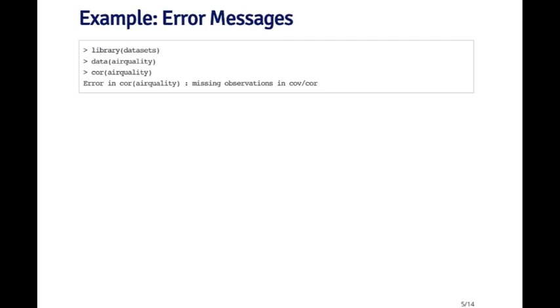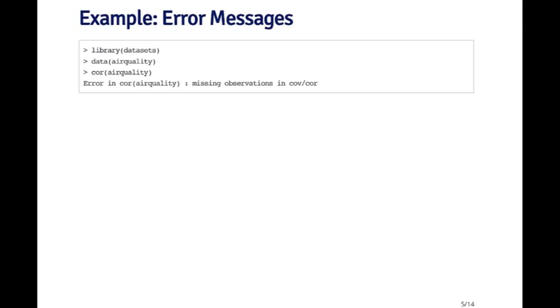So here's a very simple example of what might happen as you're using R. Here I'm loading the datasets package, and then I'm going to load the air quality dataset from that package, and then I want to run the correlation function on this air quality data frame. Immediately I get an error. It says error in cor, airquality, missing observations in cov/cor. So you might be wondering, why am I getting this error? What does it mean?